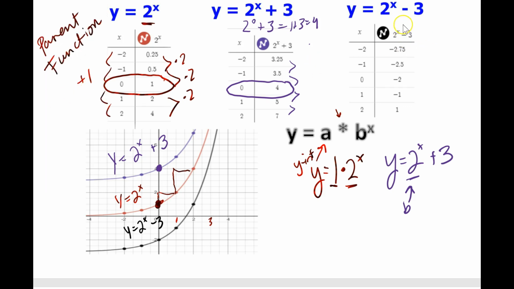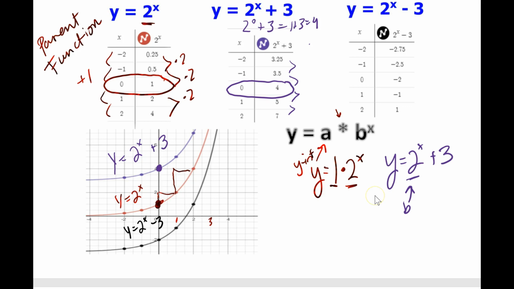All right, and the last equation, y equals 2 to the x minus 3. So again, here is our parent function. We start here. And so what does the 3 do? Well, it looks like it's shifting it down 3 because that's 1, that's 2, and that's 3. Adding on 3 shifted the function up 3, subtracting 3 shifts it down 3. But notice it's still growing at the same growth rate.